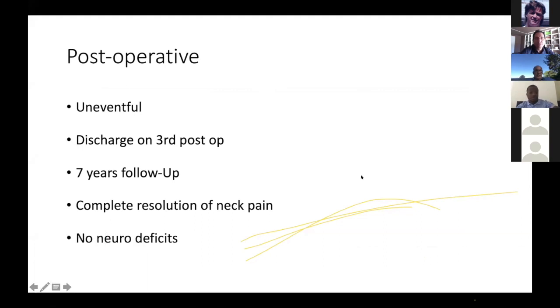Okay, the surgery was uneventful. The patient was discharged on the third postoperative day. She was symptom-free at discharge, and after 7 years of follow-up, she's very satisfied with the results, and we also.